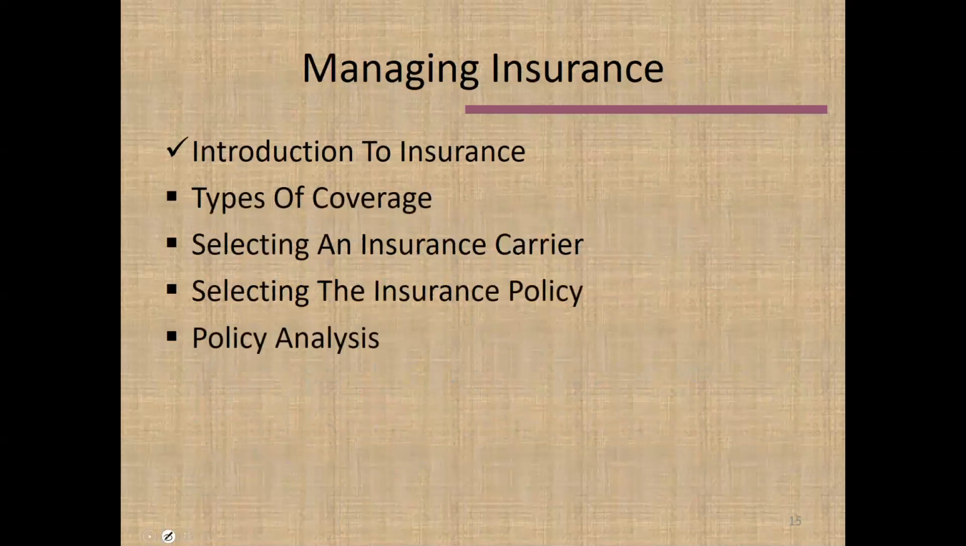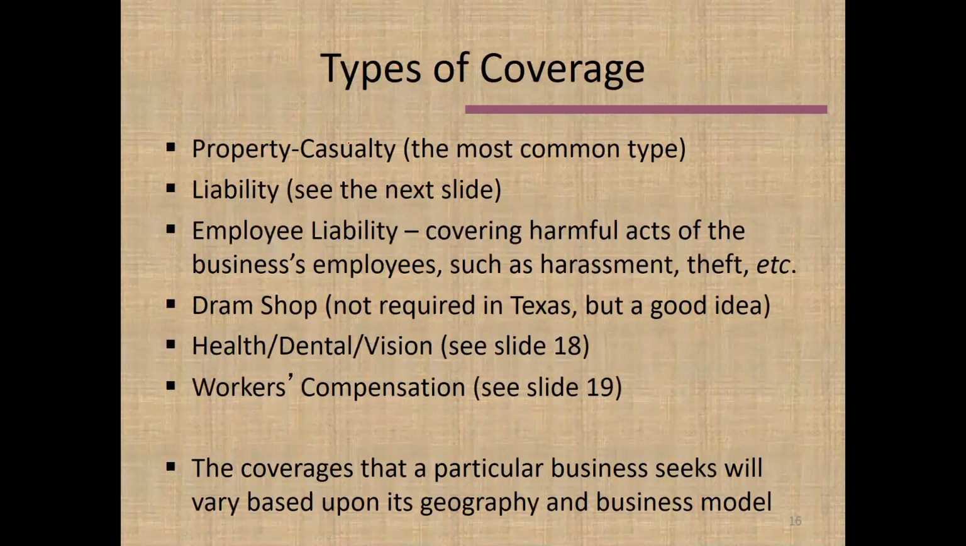So that's kind of an introduction to some vocabulary relating to insurance and some ways to think about insurance. Let's now drill down and talk a little bit more about the types of insurance. We've already talked a little bit about property and casualty, but let's also consider a few other types, and we'll drill down on each one of these in a little bit more detail. One is liability insurance. Another is employee liability insurance. We're not going to talk about dram shop insurance except to say that it is not required in Texas. This is a particular protection that some states require alcohol license businesses to have.